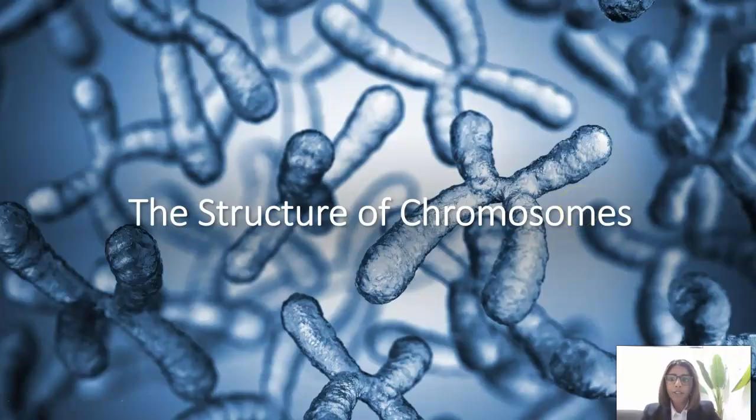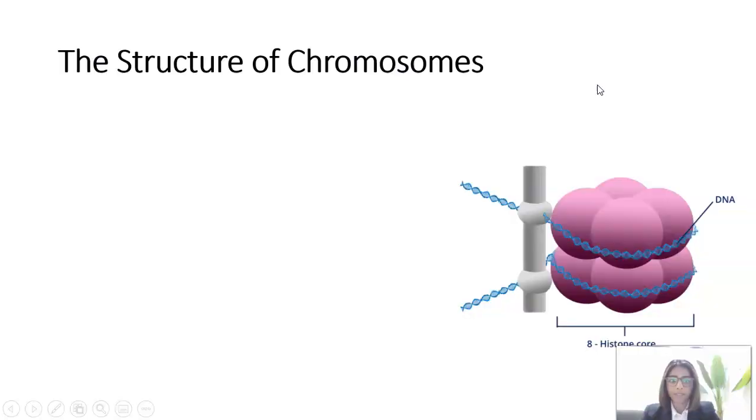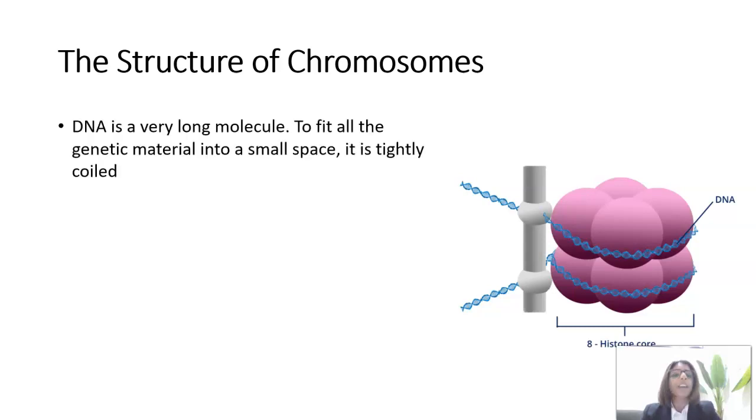All right, now that we've understood the basic structure of DNA, now we're going to be looking at chromosomes, and that's what you can see in the background of these pictures. So here we're going to be looking at the structure of a chromosome. Now, we understand that DNA is a very long molecule, so in order to fit such a large amount of material in a very small space, it becomes tightly coiled up.